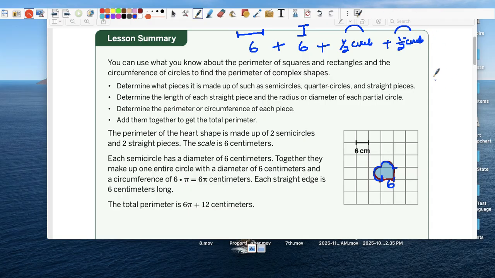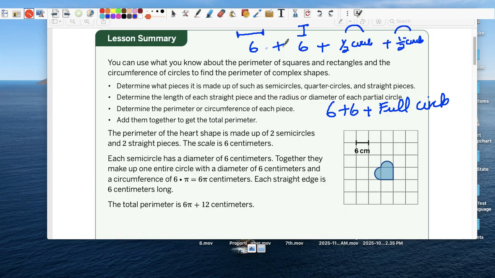Now, if you have half a circle and you put it together with the other half of the circle, don't you have a full circle now? So you can think of these two halves, because they're the same size, as a full circle. You can do 6 plus a full circle, but if you want to do half a circle and then add it together, it's up to you. So the trick here is, can you see that this half circle and this half circle together make a full circle? And then you have this piece and this piece that you're walking around.